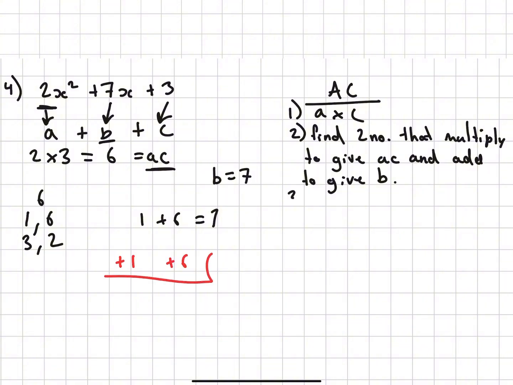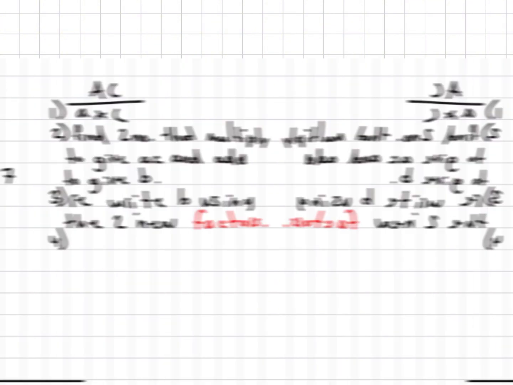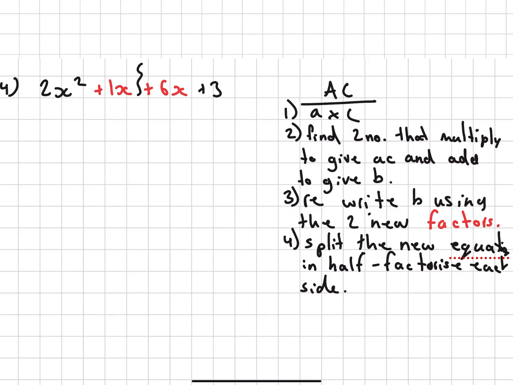So now, moving on to part 3 of the AC method, all that we're going to do is rewrite B using these two numbers. Okay, so let's go ahead and rewrite that just down here. So we've got 2x squared, as in the original equation, and now we're going to add our two new factors that we found. So we've got plus 1x and plus 6x, and then at the end we've still got plus 3. So step 4 is literally just splitting the new equation in half and factorising each side separately. Okay, so let's split the new equation into 2 down the middle and factorise each side separately.